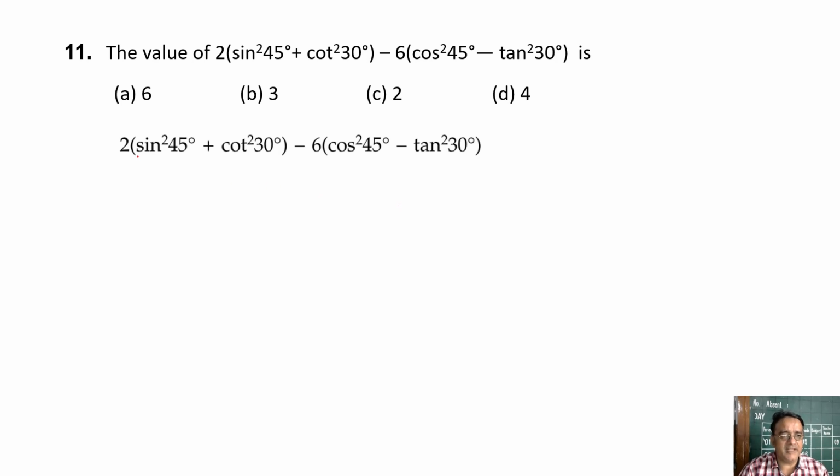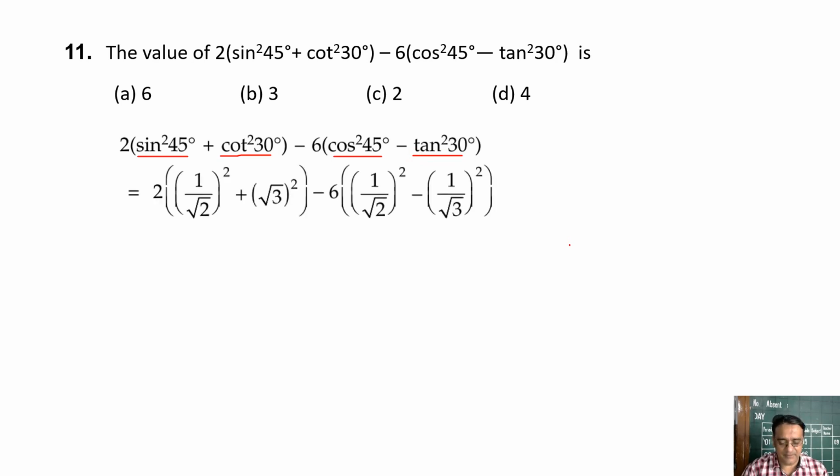So what is the value of sin 45? 1 by root 2. What is the value of cot 30? Root 3. Very good. What is the value of cos 45 degree? 1 by root 2. Very good. Tan 30 degree? 1 by root 3. So we'll substitute the values first. So this will become 1/2, this will become 3, this will become 1/2, and this will become 1/3. And what is 1/2 plus 3?